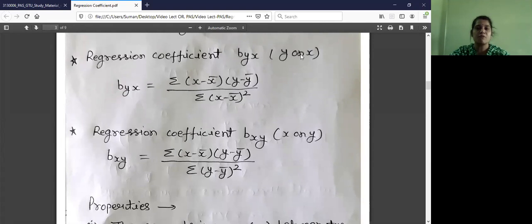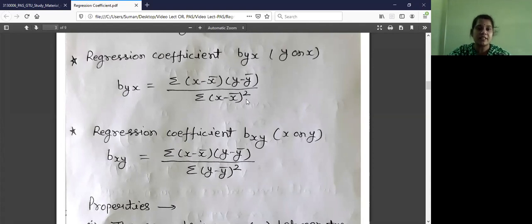The regression coefficient byx means the regression coefficient of y on x. So byx is equal to summation (x minus x bar) into (y minus y bar). How do we find these values according to a table? Don't be confused. First you hide the summation, and mark the column x minus x bar. After that y minus y bar. And our next column is what? Multiply both columns, that means (x minus x bar) into (y minus y bar). After that, you sum the whole column, and divide by summation (x minus x bar) whole square.